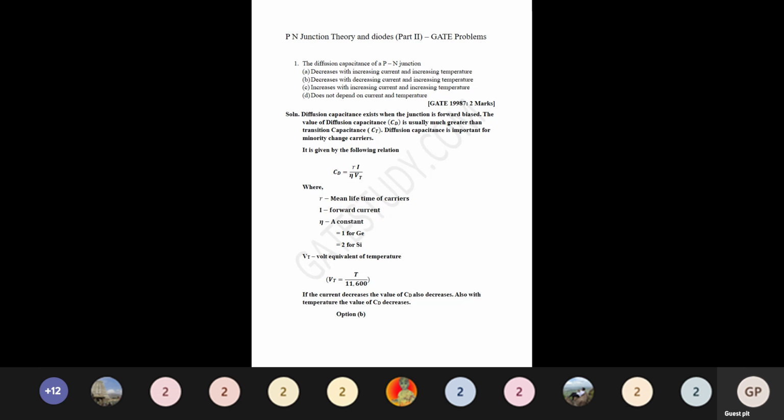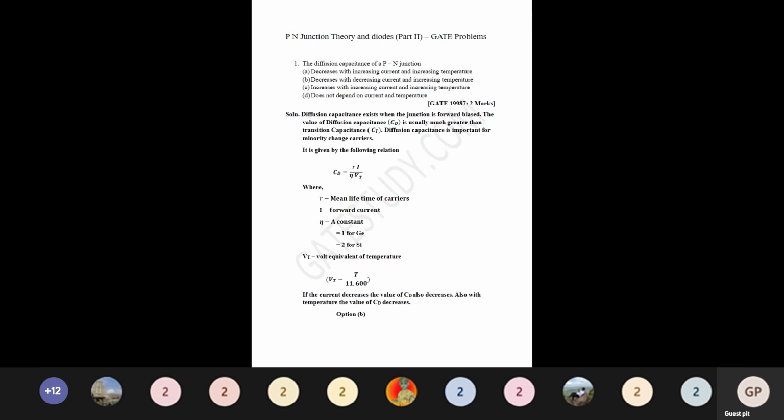First one is decreases with increasing current and increasing temperature. Second, decreases with decreasing current and increasing temperature. Third, increases with increasing current and increasing temperature. Fourth one is does not depend on current and temperature. The solution: diffusion capacitance exists when the junction is forward biased. When the PN junction is in forward bias, the diffusion capacitance is existent.